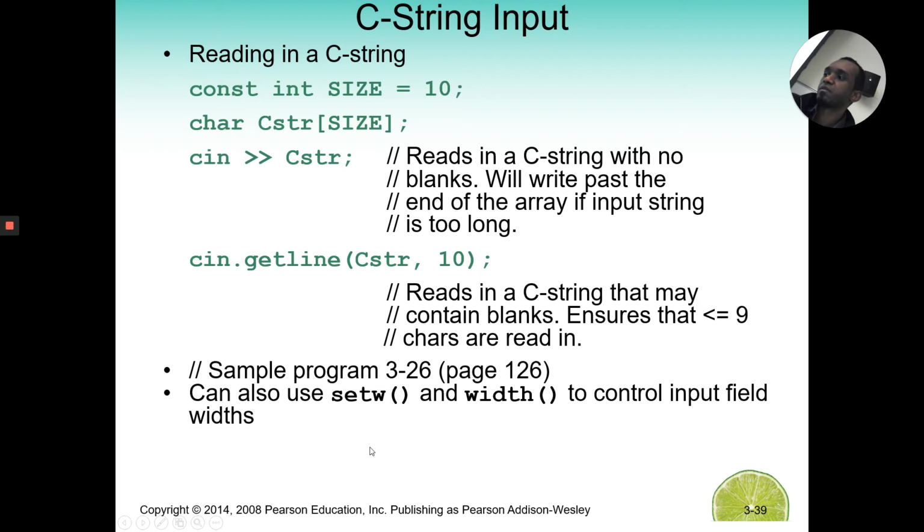Creating a C string, you can use constant int SIZE equals 10 and then a char array. You pass it as if it was an array. So you can say cin.getline(Cstring, 10). This creates a C string that may contain blanks. Okay, it ensures that less than or equal to 9 characters are read. Okay, sample program, you can use that. You can also use setw and width to control the input field.